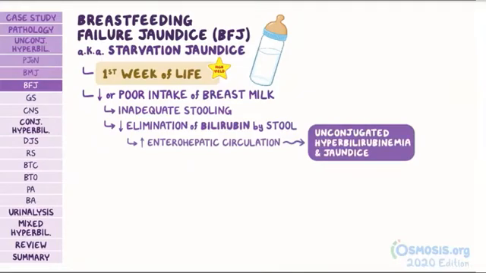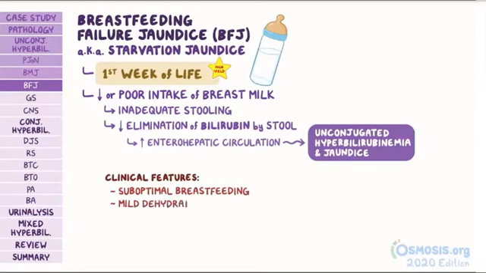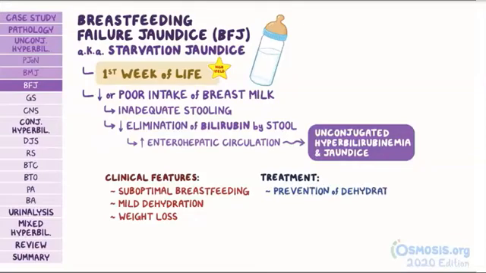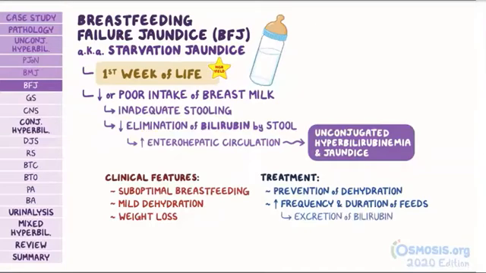Also, it's important to mention that breastfeeding failure jaundice is associated with clinical features such as suboptimal breastfeeding, mild dehydration, and weight loss in the first few days of life. Finally, treatment of breastfeeding failure jaundice includes prevention of dehydration and increased frequency and duration of feeds, which promote excretion of bilirubin.